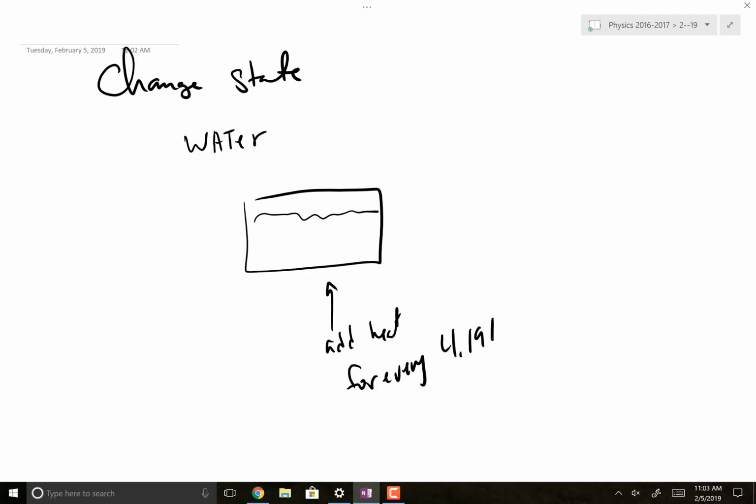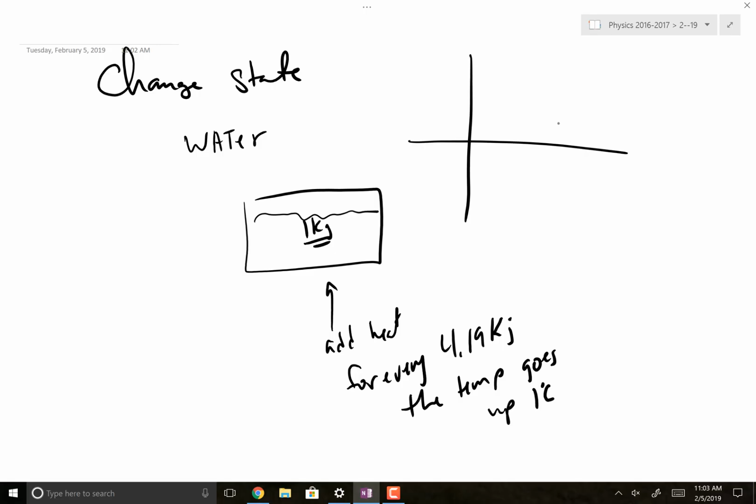And for every 4.19 kilojoules, this is 1 kilogram of water. Okay, you with me? The temperature goes up. How much? 1 degree C. Sweet! So the graph should look something like this. There's some initial temperature. Cool. And as I add in energy, the temperature should look something like this.